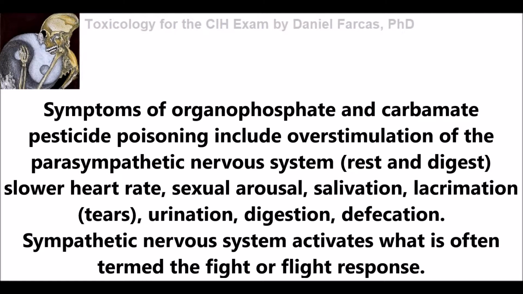Symptoms of organophosphate and carbamate pesticide poisoning include overstimulation of the parasympathetic nervous system, which is the rest and digest nervous system. This lowers the heart rate, raises sexual arousal, salivation, lacrimation, urination, digestion, and defecation. The sympathetic nervous system activates what is often termed the fight or flight response.